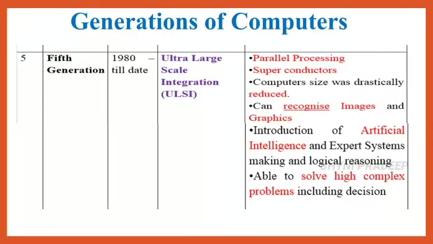And next let us see fifth generation. Its period is 1982 till date today. Okay. The main component used in 5th generation: ultra large scale integration, which means ULSI. The main merits and demerits are: parallel processing and superconductors were introduced. Computer size was drastically reduced. It can recognize images and graphics also. Artificial intelligence was introduced in this generation. This generation of computers is able to solve highly complex problems.